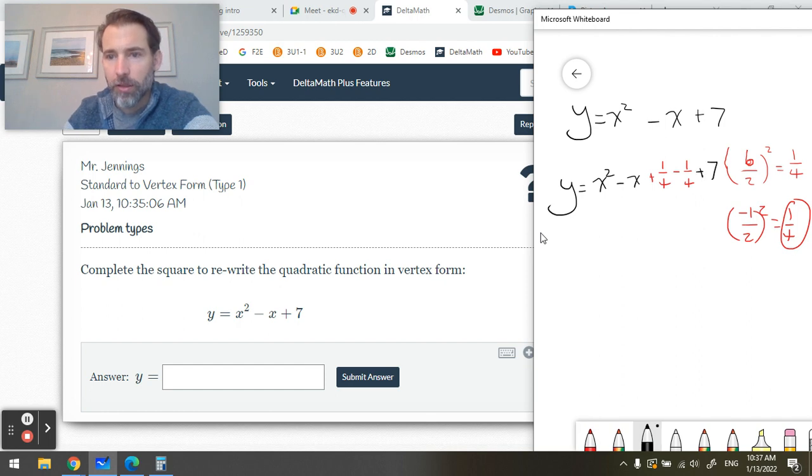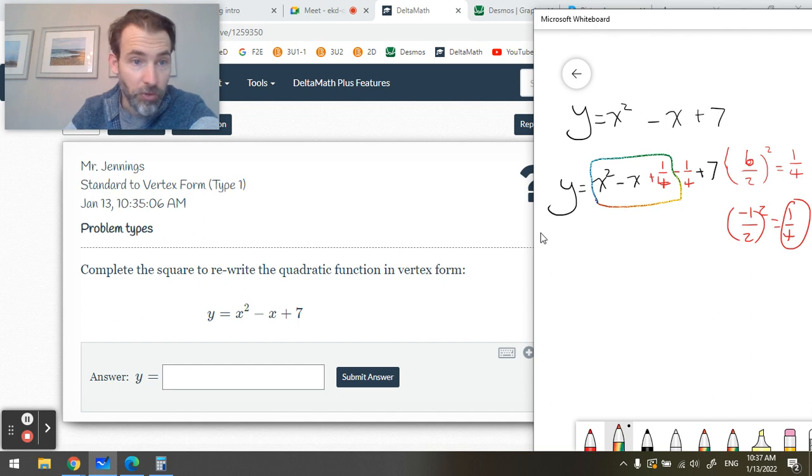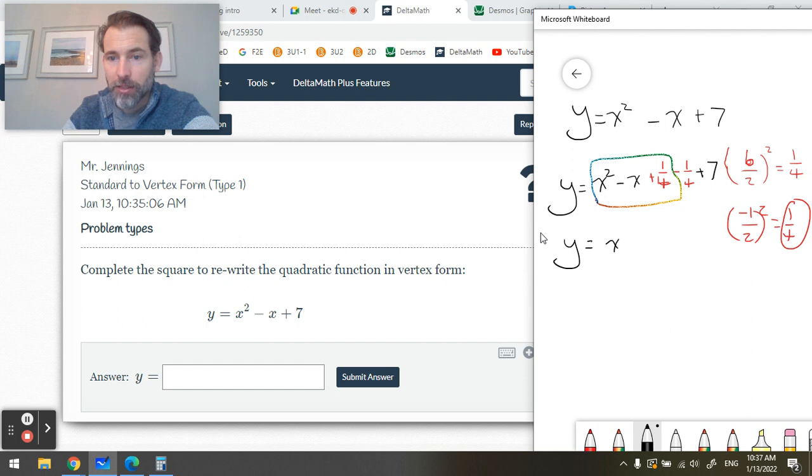plus 7. Okay, so now I can see that this section here, we'll circle it with a rainbow pen, very exciting, is a perfect square trinomial. And what is it? Well, it's y equals x minus 1 half squared, minus 1 quarter plus 7. These two things over here are what's going to be my k term. So minus a quarter plus 7, that is plus 6 3/4.